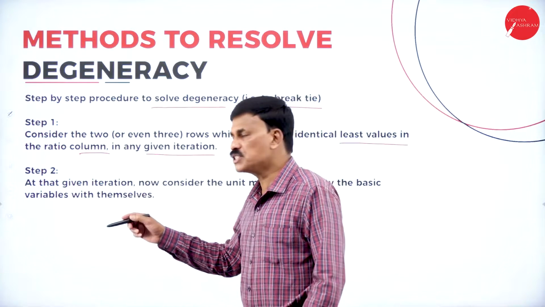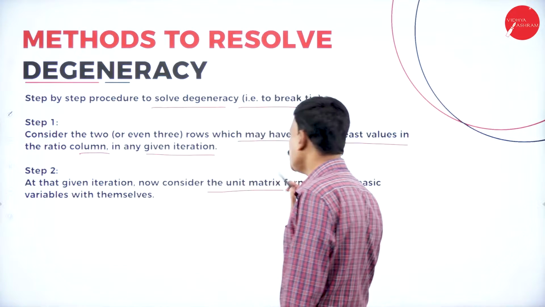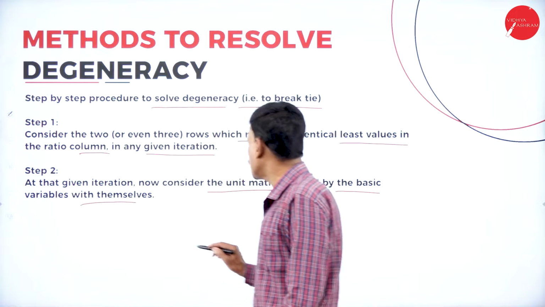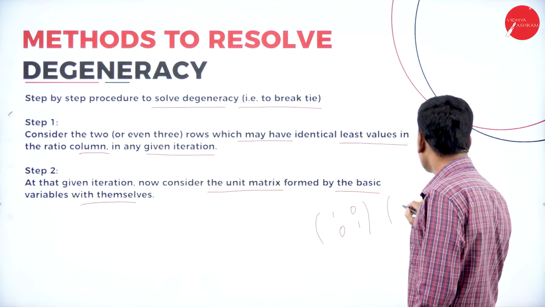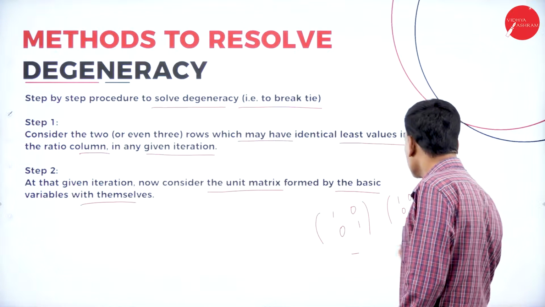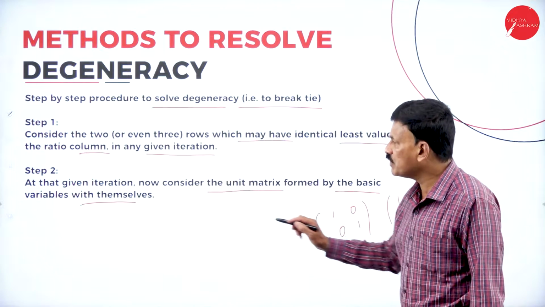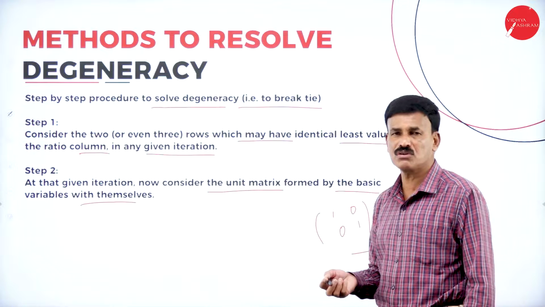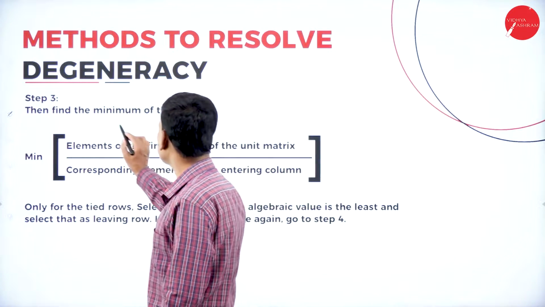Then go to stage 2. What is stage 2? At that given iteration, consider the unit matrix formed by the basic variables with themselves, like 1 0 0 1, or 1 0 0 0 1 0 0 0 1. Usually we will get a 2 by 2 or 3 by 3 identity matrix. Now come to the third step.